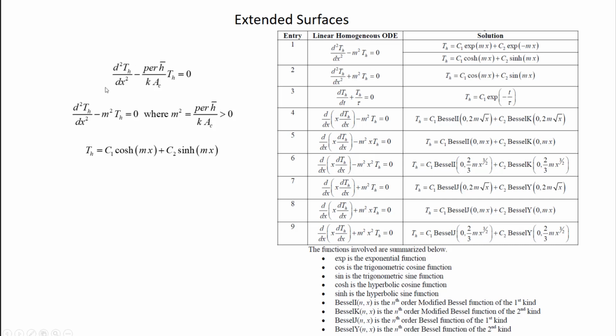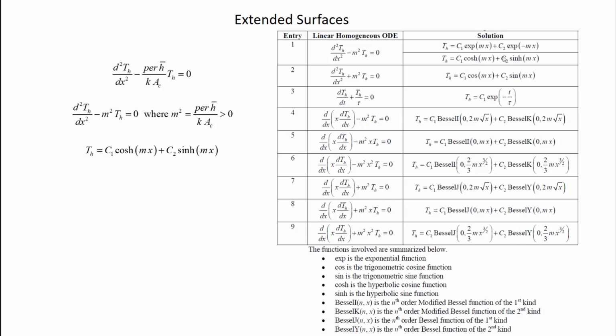So what do I have here? I have this ODE, and the coefficient multiplying the second term is perimeter, h bar, over k, A_c. None of the things in this group can be negative, so this has to be a positive constant. So this is d squared theta/dx squared minus m squared theta, right? Where m squared for this case is perimeter h bar over kA_c. So I have this case here, and I can choose which of these two solutions I want to work with. Whichever choice I make, I'll get the right answer, right? So there's no problem with that.